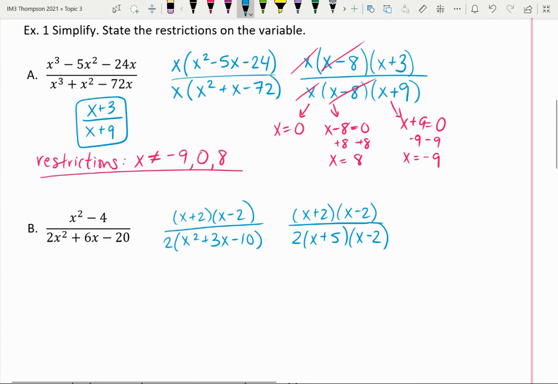Now, when I find the restrictions here, remember that I'm only looking for restrictions on x. The 2 is not going to cause any restrictions. It is a factor, but it's not a factor that has any effect on the restrictions on x. So I will take x plus 5 and x minus 2.